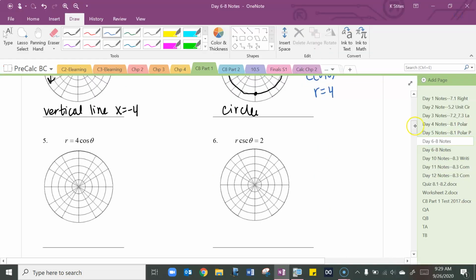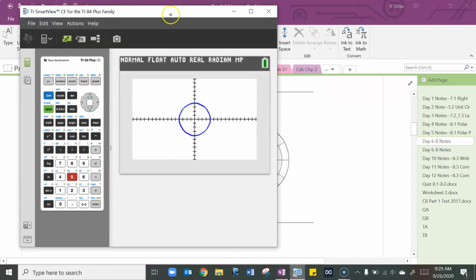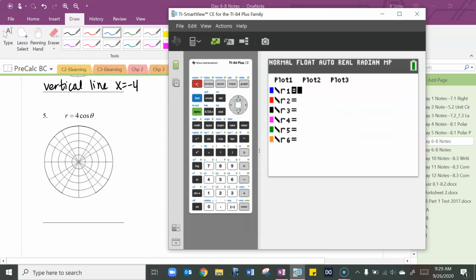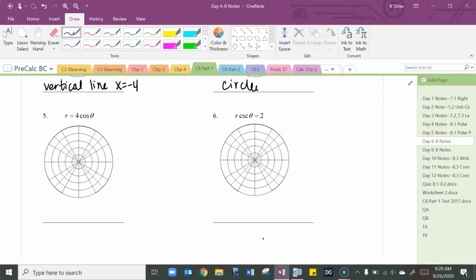Okay, so then if you would like, you can go ahead and type 4 cosine theta into your calculator. And what you should see is this is a circle as well. This is something you really should be able to do without your calculator though, so let's look at how to do that. The best way is to convert this into rectangular.